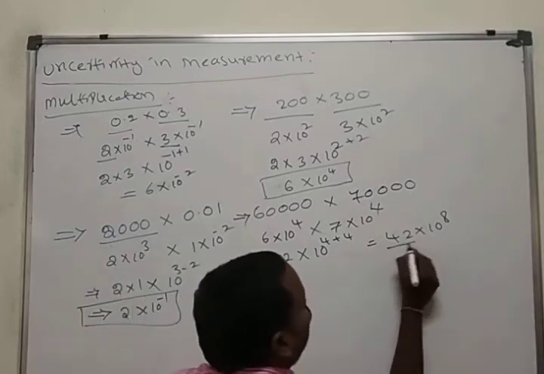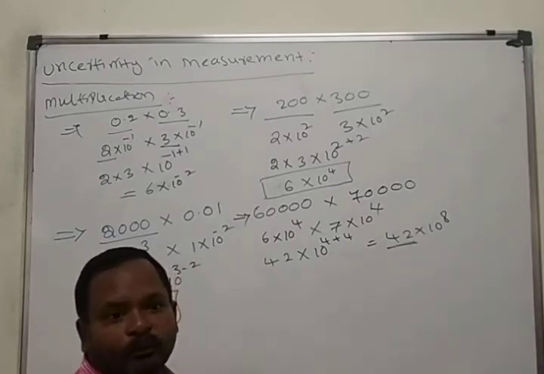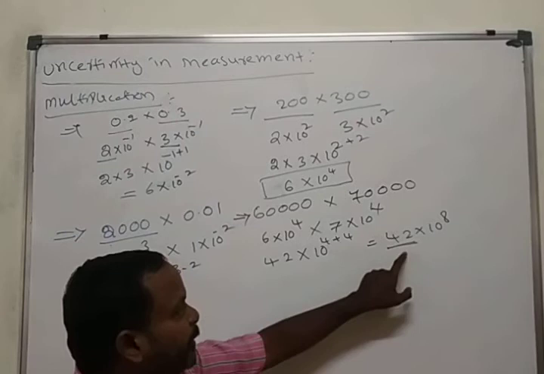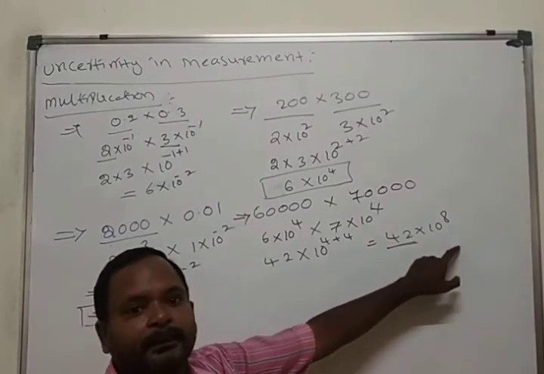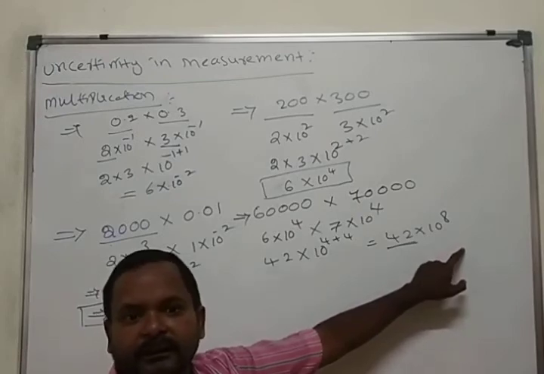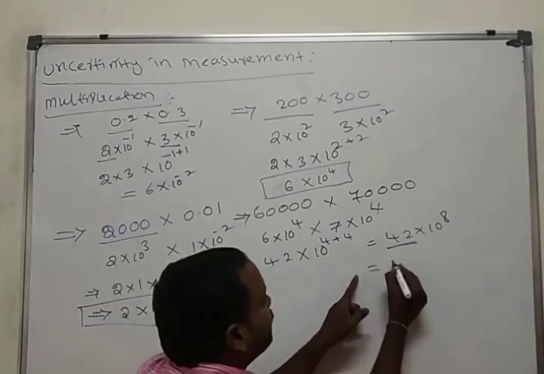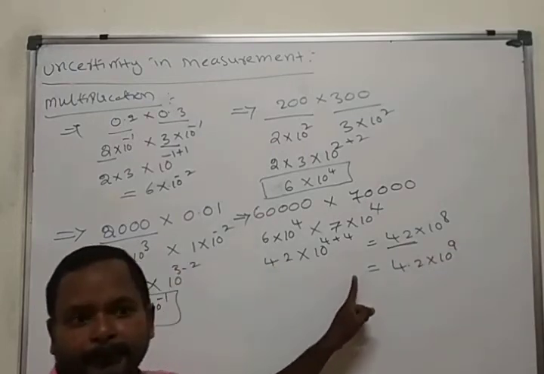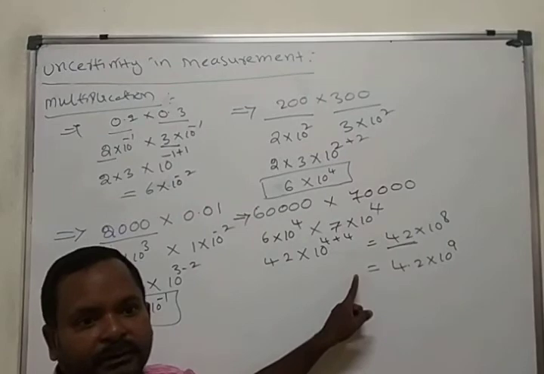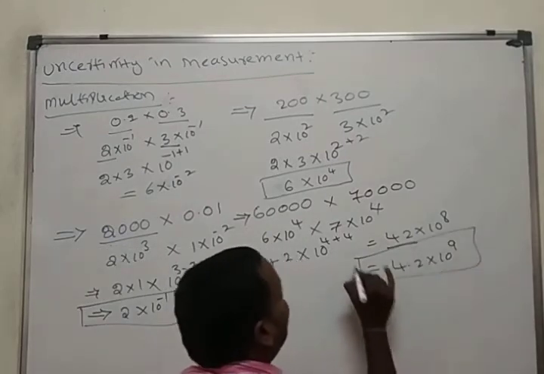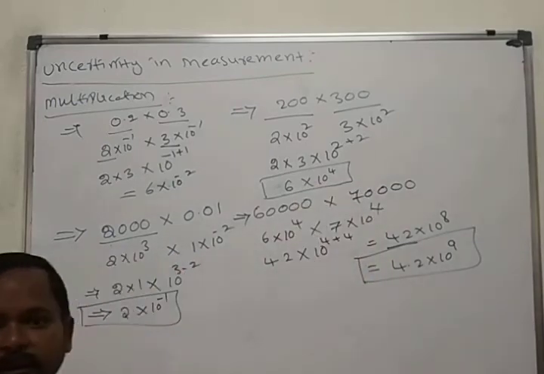Don't write the 42. What should we write? 4.2. If you put 4.2, you just add plus 1 to the exponent. Then it becomes 4.2 into 10 to the power of 9. This is the value of this one.